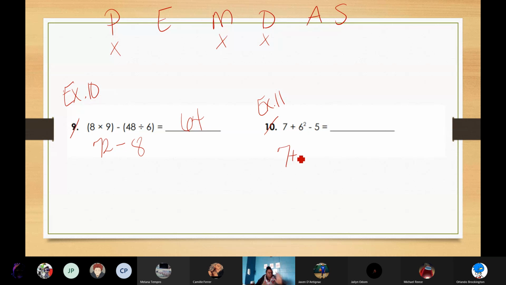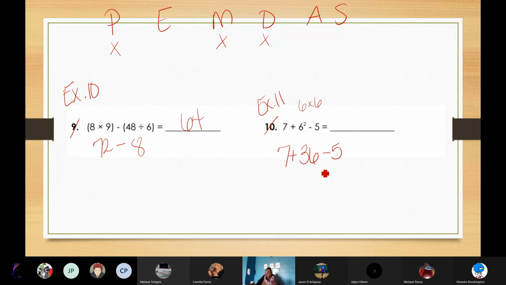7 plus, not touching it yet, just rewriting it. What is 6 to the second power? Do not say 12. 36. Good.